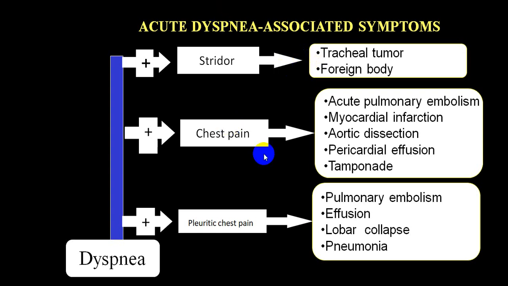Chest pain with acute dyspnea in case of acute pulmonary embolism, MI, acute dissection, cardiac tamponade, massive pericardial effusion. And if the person is having pleuritic chest pain, pulmonary embolism, pleural effusion, pneumonia, etc.